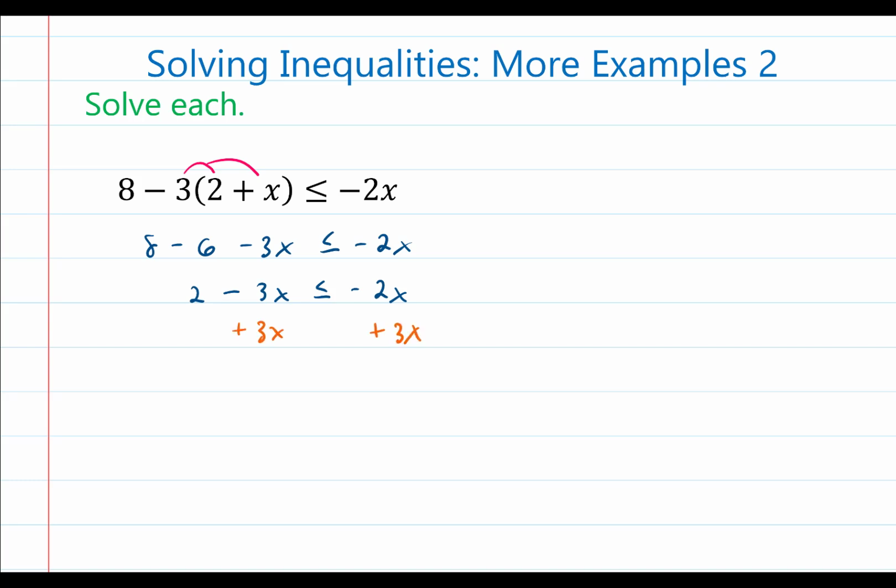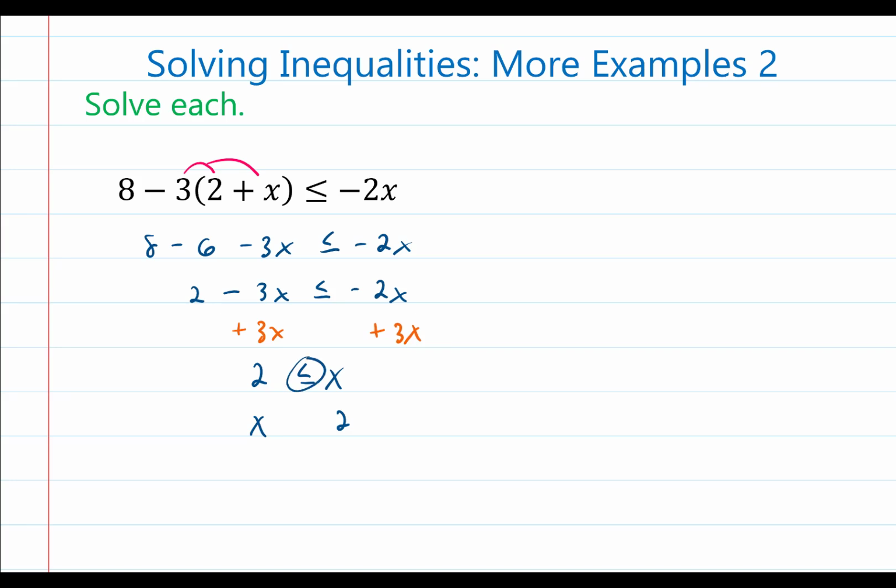This gives us only the constant term of 2 on the left side, less than or equal to, and negative 2x plus 3x is positive 1x or just x. Now this is our solution. However, I'm a big fan of writing it where we have the variable on the left, the constant or value on the right, which does mean I need to reverse this inequality symbol.